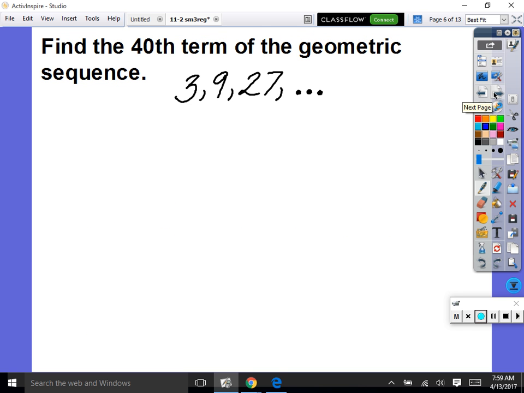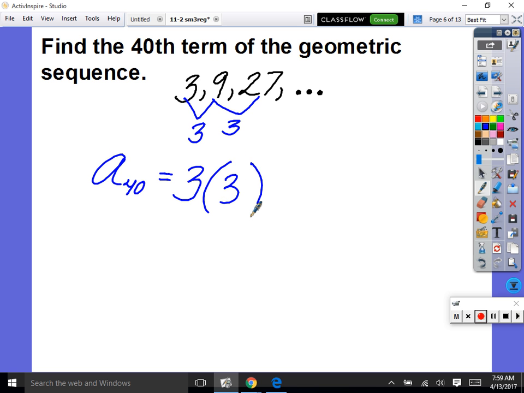Awesome. So find the 40th term of the geometric sequence. Let's do this really quick here. So 27 divided by 9 is 3. 9 divided by 3 is 3. So we would say a sub, let's just plug it directly in. A sub 40 equals our first term, which is 3, and then our common ratio is 3, raised to the 40 minus 1. So we would have 3 times 3 raised to the 39th power. Will you hurry and type that in for me just so I can finish it off?